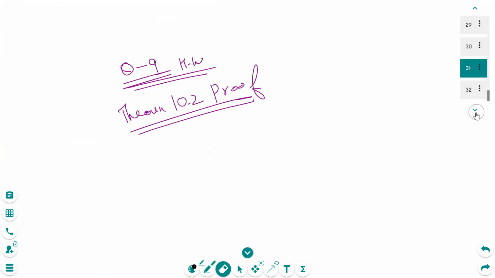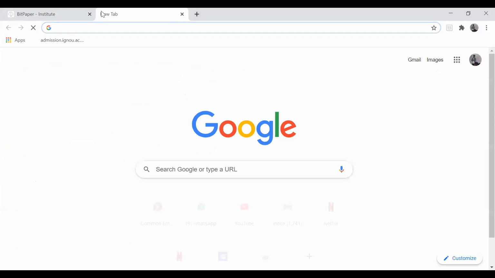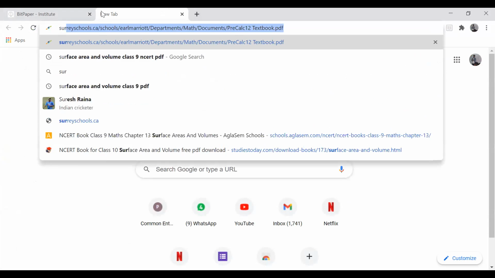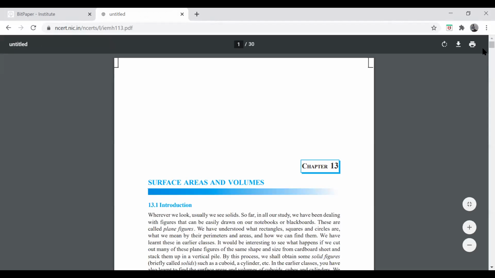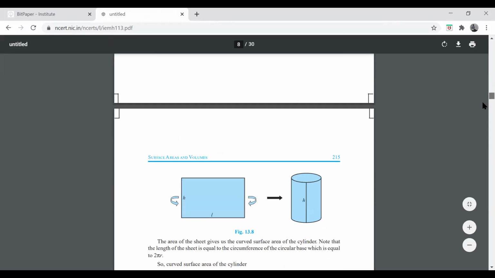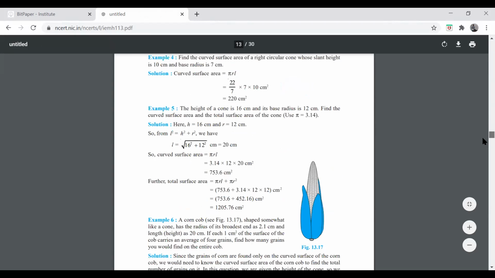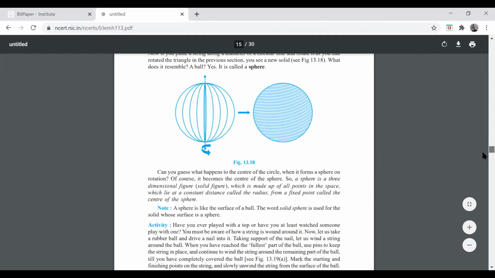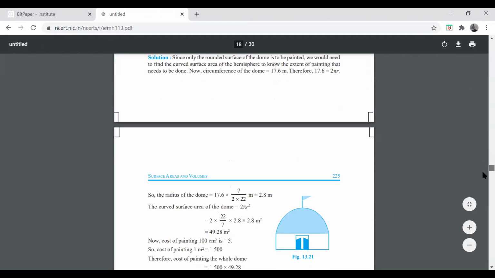So let's not go into EVS. Let's come to the next exercise. Tushti will be happy with this exercise because it's going on in her school. So, surface area and volume, class 9th NCERT. The next exercise is 13.6. Can you guess what it will be about? We have already discussed cuboid and cube. Next will be what? The volume of what? Cylinder. Good.